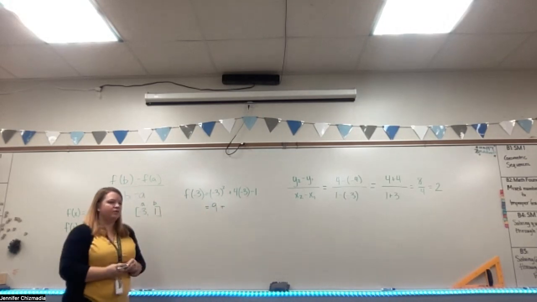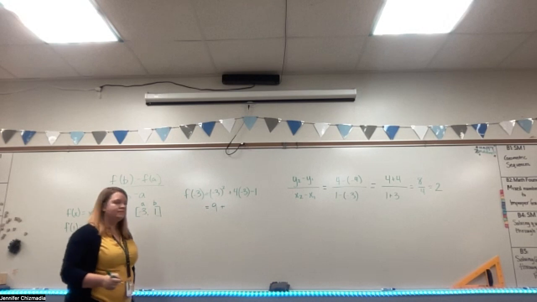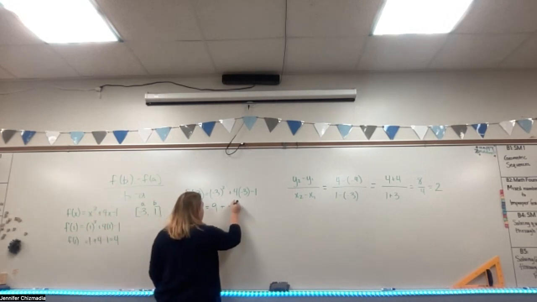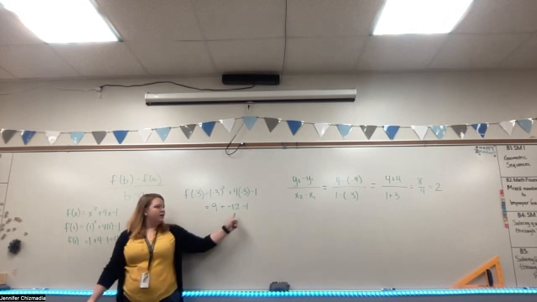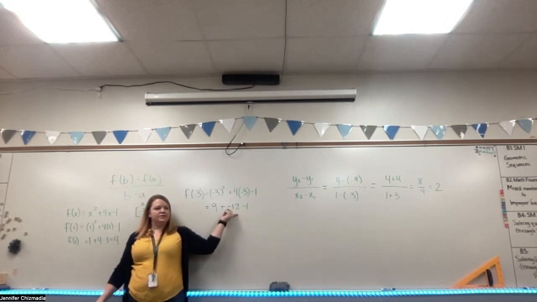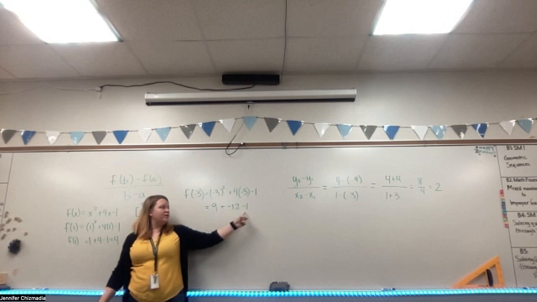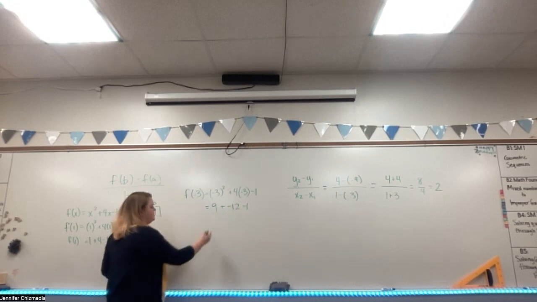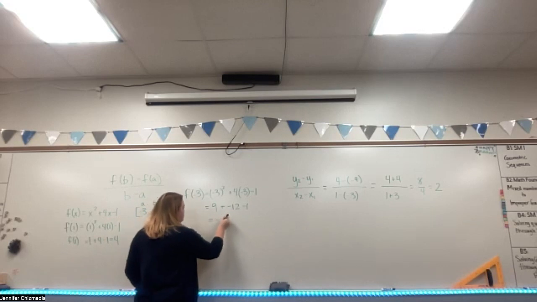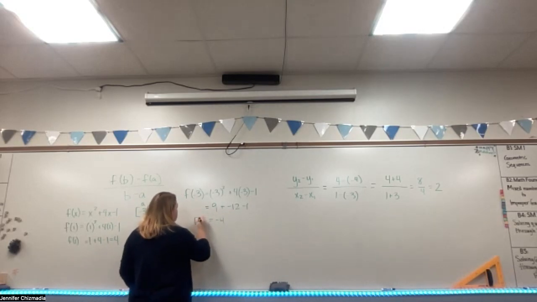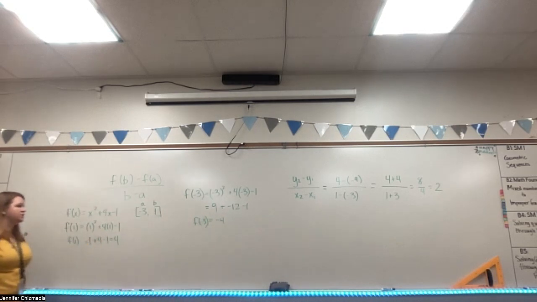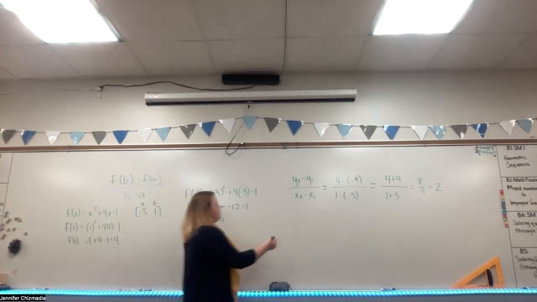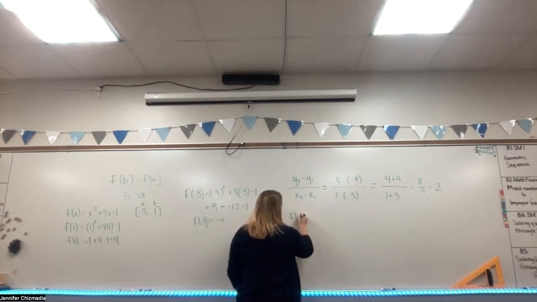Okay, 4 times -3 is -12. 9 minus 12 is -3. -3 minus 1 is -4. Okay, so we have all the numbers we need now for our magic formula. I'm gonna rewrite our magic formula right here, and then we'll put in our numbers, same thing, just with a negative.